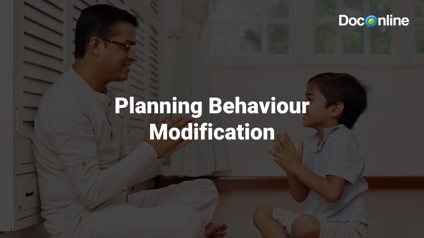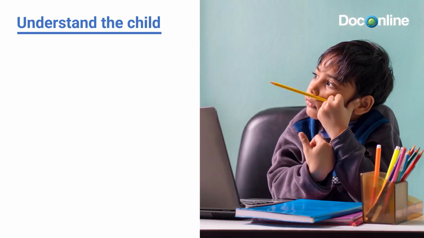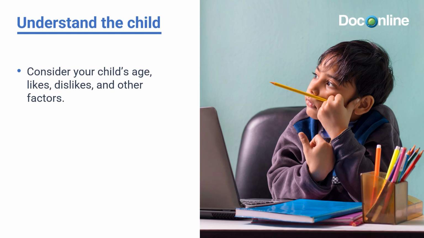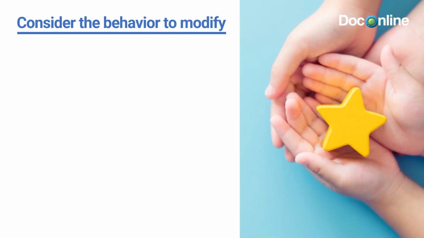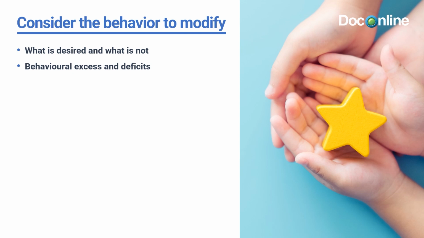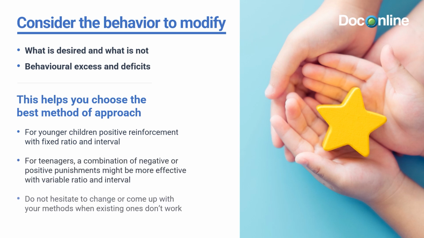Now, what are some of the steps to set up a behavior modification plan for your child? First, it is important to consider your child's age, gender, likes, and dislikes to gauge their response to different behavior modification strategies. For example, young children may consider spending more time with a parent as a reward, whereas teenagers may consider it as a punishment because this reduces time with their friends.